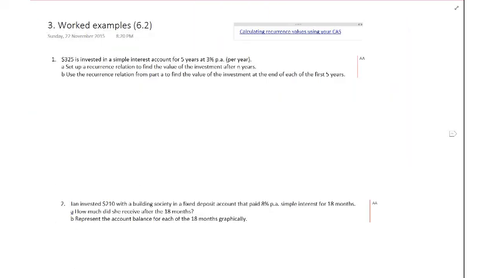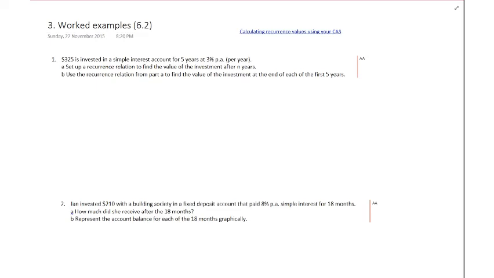So let's have a look at the first example here. So here are some worked examples. And just to note that this link here will take you to how I showed you can calculate recurrence values using your CAS calculator. That's another Office Mix that I've made, so you can click on that link and it'll take you there. Remember, there are two ways you can do it. Use the one that makes your life easier.